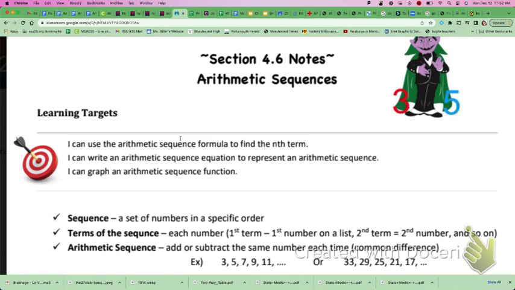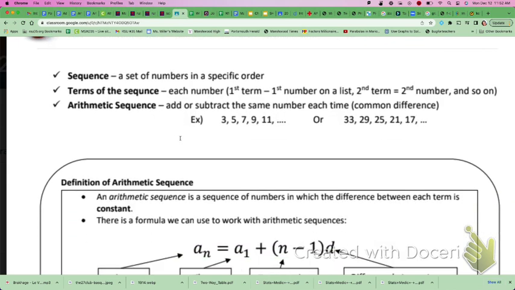All right, so what is a sequence? Well, a sequence is a set of numbers in a specific order. Your terms of the sequence would be each number of it. So you would have your first term, which would be the first number in the sequence, your second term, your third term, and so forth, right?